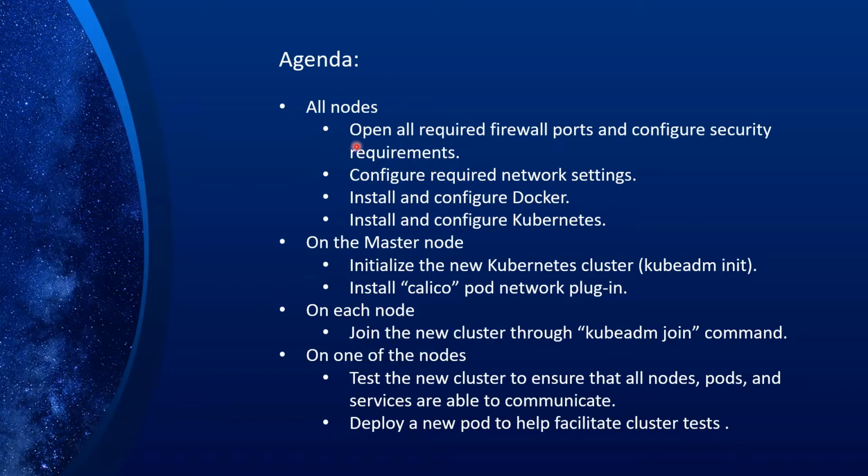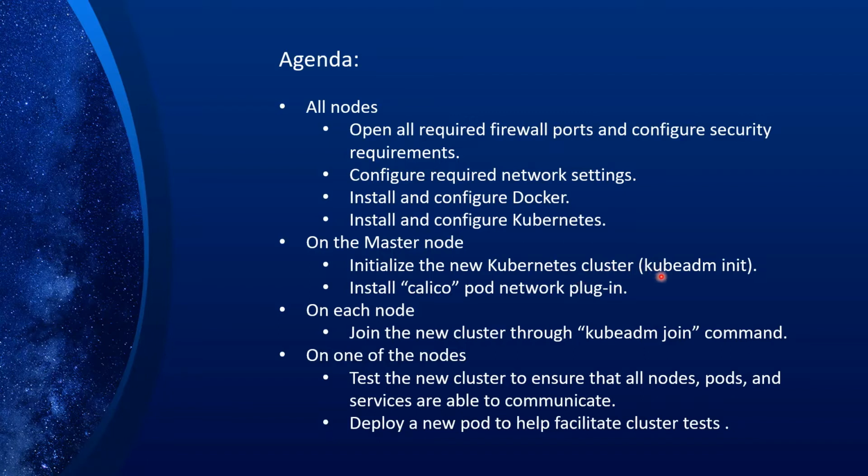Under all nodes, these are the tasks that we need to perform. We need to open all required firewall ports that will be used by Kubernetes. There are also a number of security requirements that we need to configure. We also need to configure required network settings. We will need to install and configure Docker. We'll need to install and configure Kubernetes. And on the master node only, we need to actually initialize a new Kubernetes cluster.